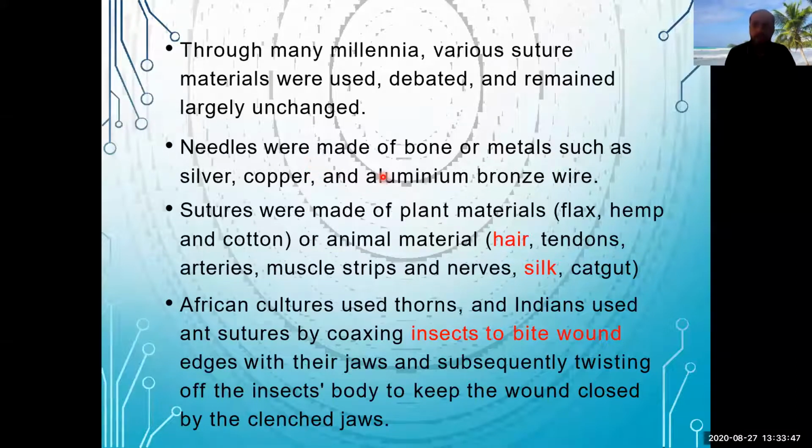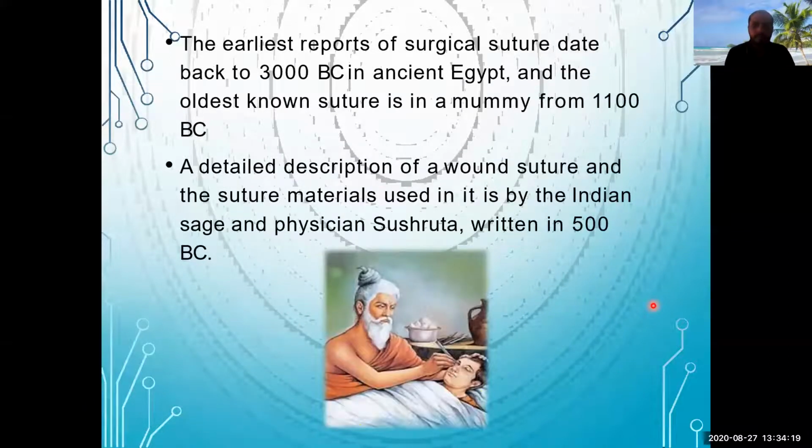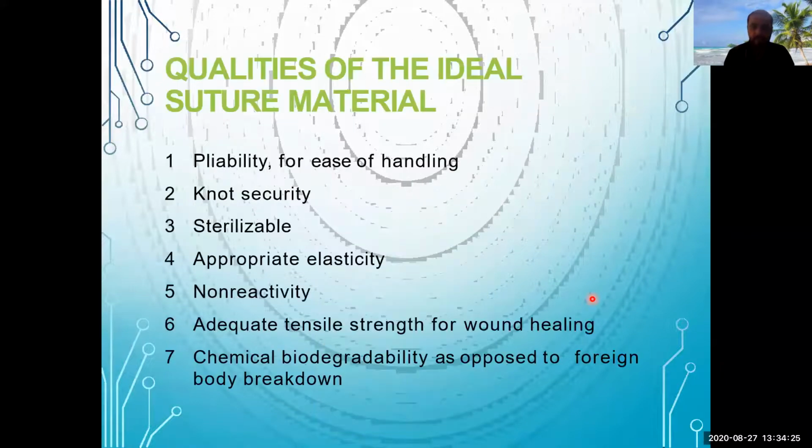We know that from very early days many people used many things, like animal hairs. Silk, which is an animal product, and catgut were also used. In Indian culture previously, they also used insects to bite over the edges of the wound so that the wound gets opposed. The main purpose of suturing is to oppose the wounds. We have heard about Sushruta from very ancient times.